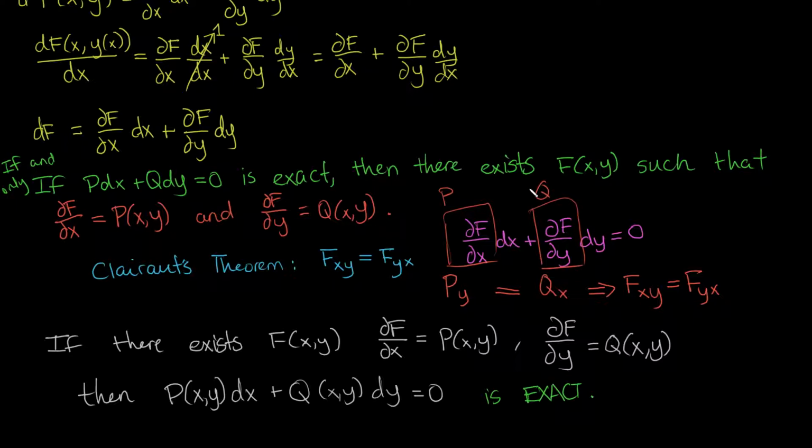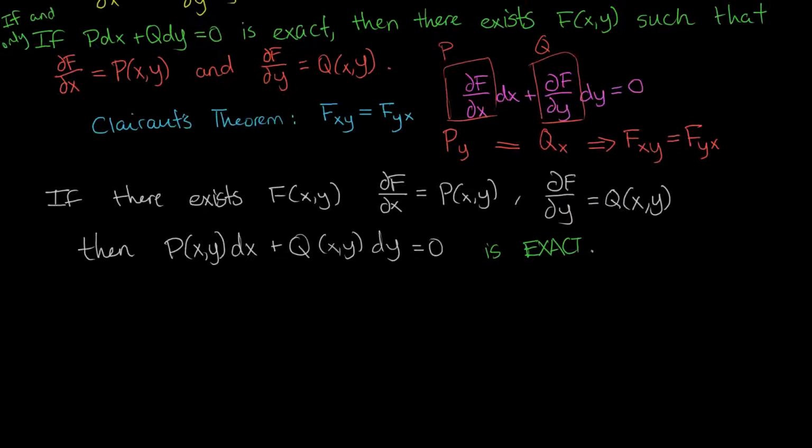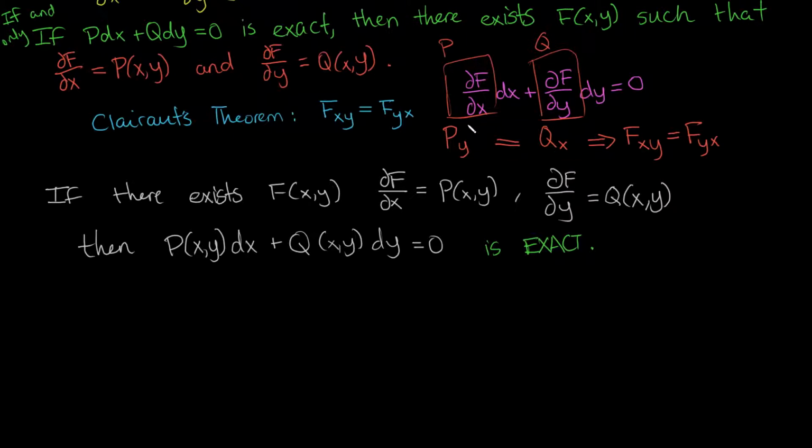I know this is all very abstract. In the next video, we're probably going to get into some examples of exact equations and how to solve them. But in this video, let's continue onward with the theory. Now that an equation is exact, we know there is some function whose partial derivative with respect to x is P, and whose partial derivative with respect to y is Q. How do we solve the differential equation?